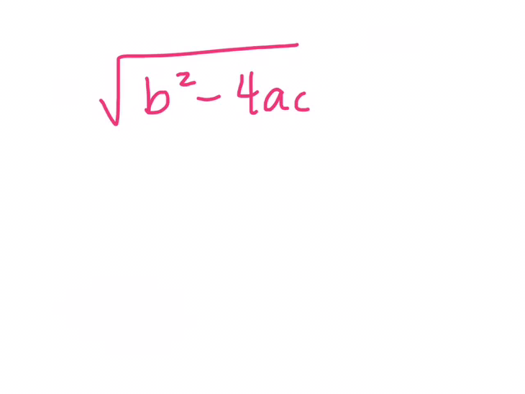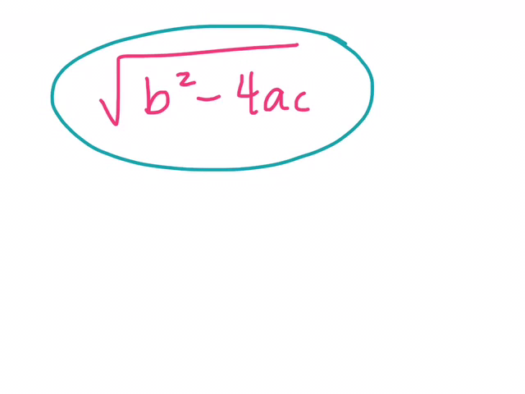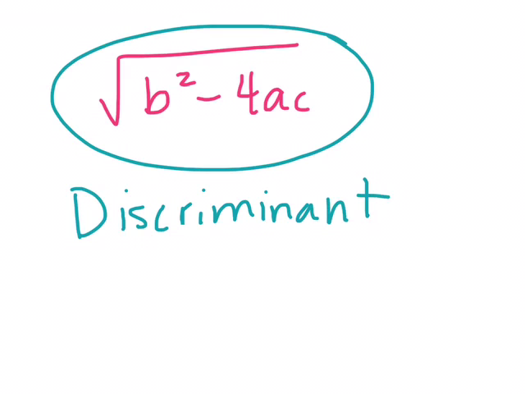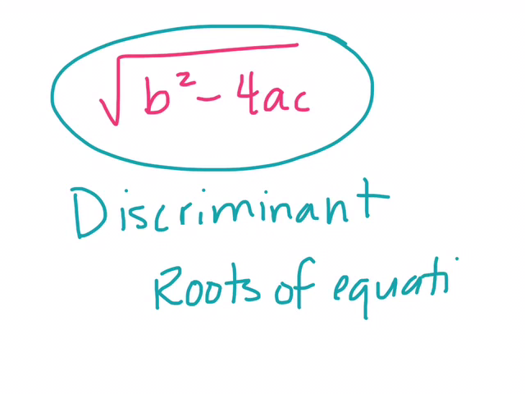This part of the quadratic formula, just this part, is called the discriminant. And it tells you how many roots, right? Just this part of the quadratic formula tells you how many roots the parabola is going to have, how many x-intercepts.